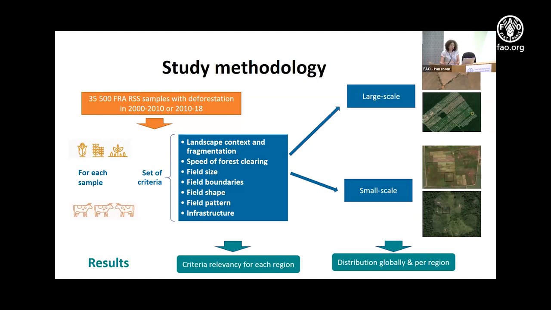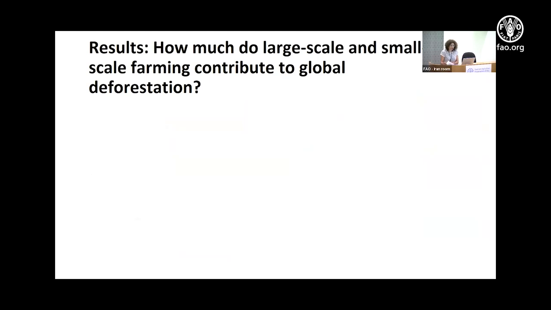The study gave us two main results. The first one is which criteria are more relevant to distinguish large-scale from small-scale farming, for each region and according to the different production systems, livestock or cropland. And the second type of result was the share of large-scale versus small-scale farming contributing to deforestation globally and by region. So what are the results that I'm going to present to you today?